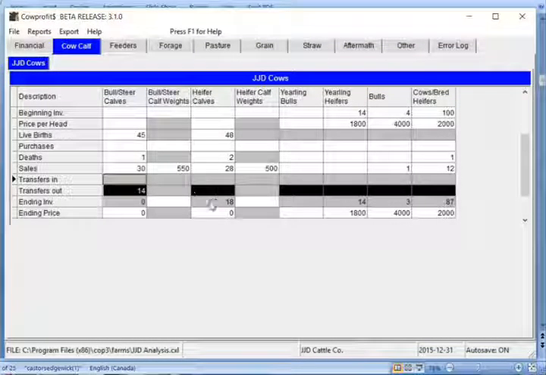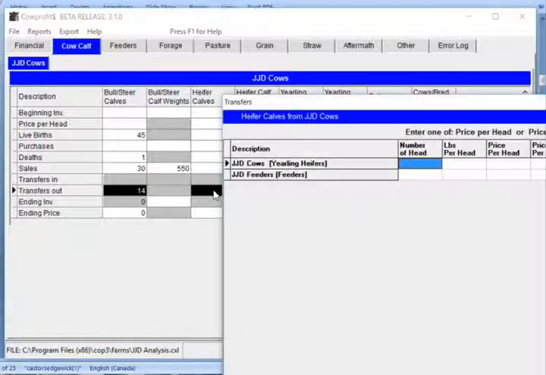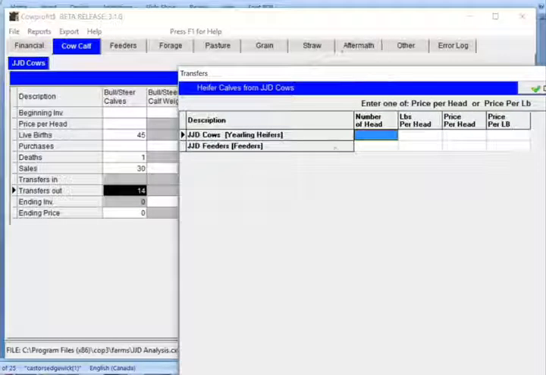Then we move across to the heifer calves. Double click on that one. Now, where did those heifer calves go? Well, the heifer calves, 3 of them went to be feeders. So we'll click into feeders first. There were 3 of them. They weighed 550, and the price was $1.80 a pound. And again, the price per head number is calculated automatically.